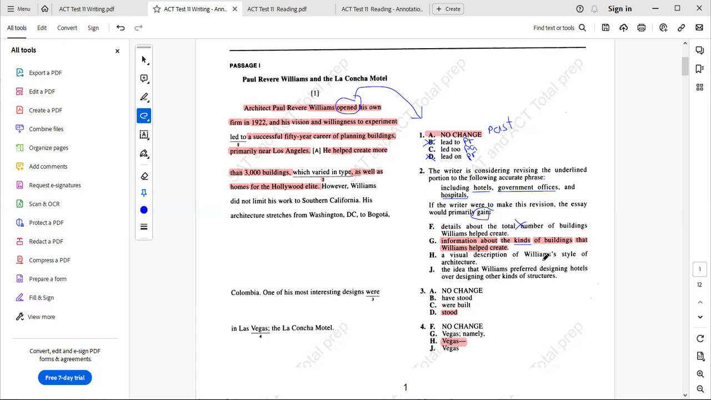A visual description of William's style in architecture? We didn't talk about his style or architecture here. We talked about kinds of buildings. The idea that William preferred designing hotels over designing other kinds of structures? He didn't say that. He said that it's going to include hotels, government offices, and hospitals. So this is also wrong.